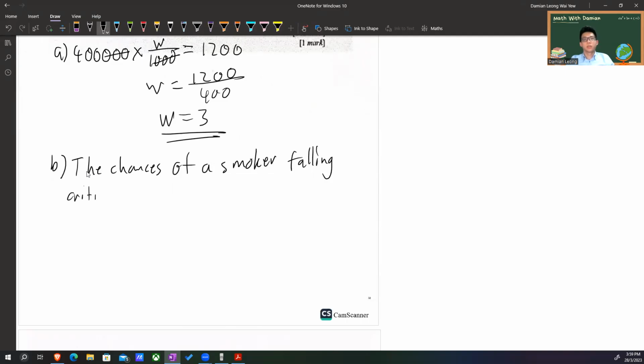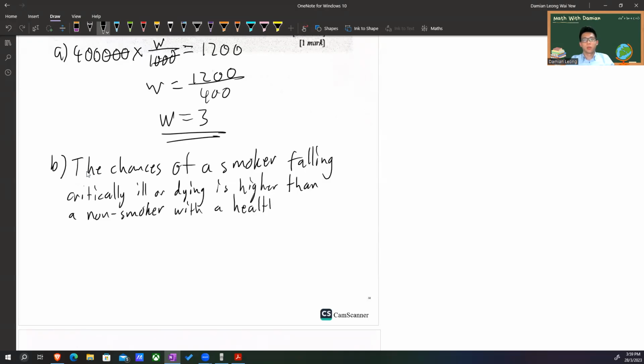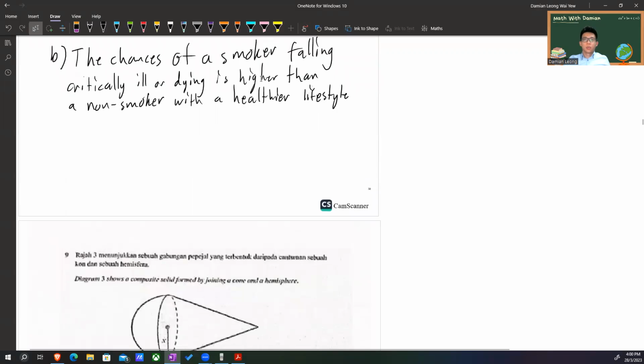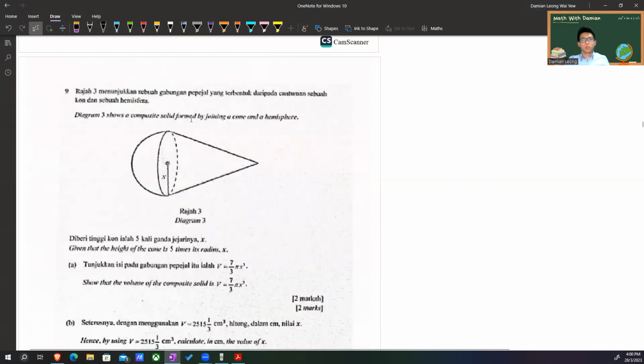Falling critically ill is higher than a non-smoker with a healthier lifestyle. Basically something like this. Yeah, basically the risk of them falling sick or dying is higher because it's basically less healthy. Okay, any logical answer works. So don't worry about the exact words they use.